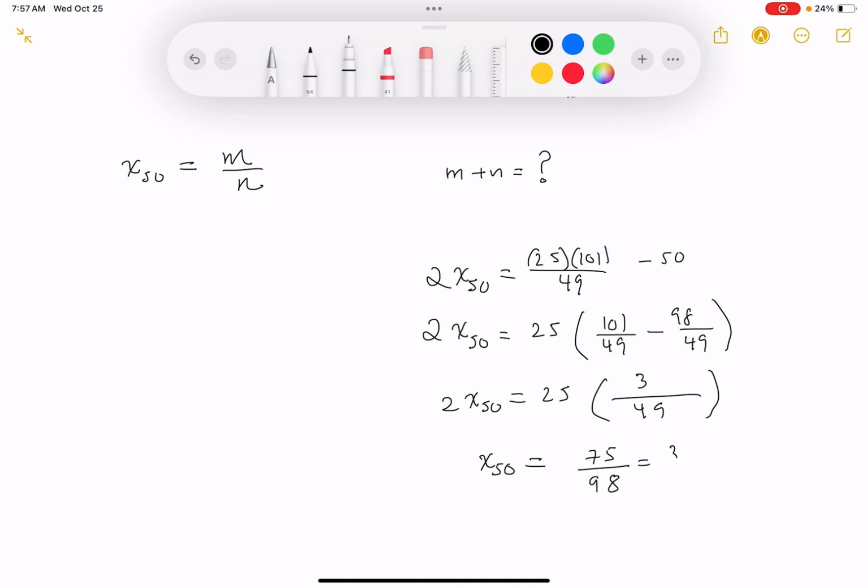I'll go through that with you. This is really 3 times 25. If you look at 98, it's going to be 2 times 49. And 49 is 7 times 7. So there's no reducing factor, so they're relatively prime. Let me get my eraser out.